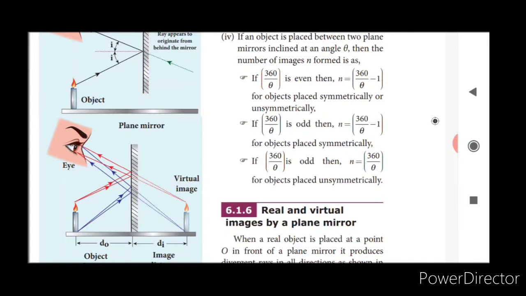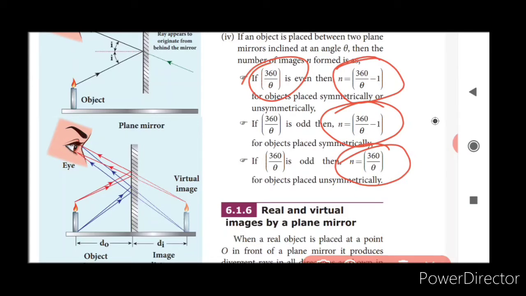Next one. If an object is placed between two plane mirrors inclined at an angle theta, then the number of images n formed is 360 by theta. If 360 by theta is even, then n is 360 by theta minus 1. If it is odd, then for a symmetrical placement, n is 360 by theta minus 1. For an unsymmetrical placement with odd, n is 360 by theta.